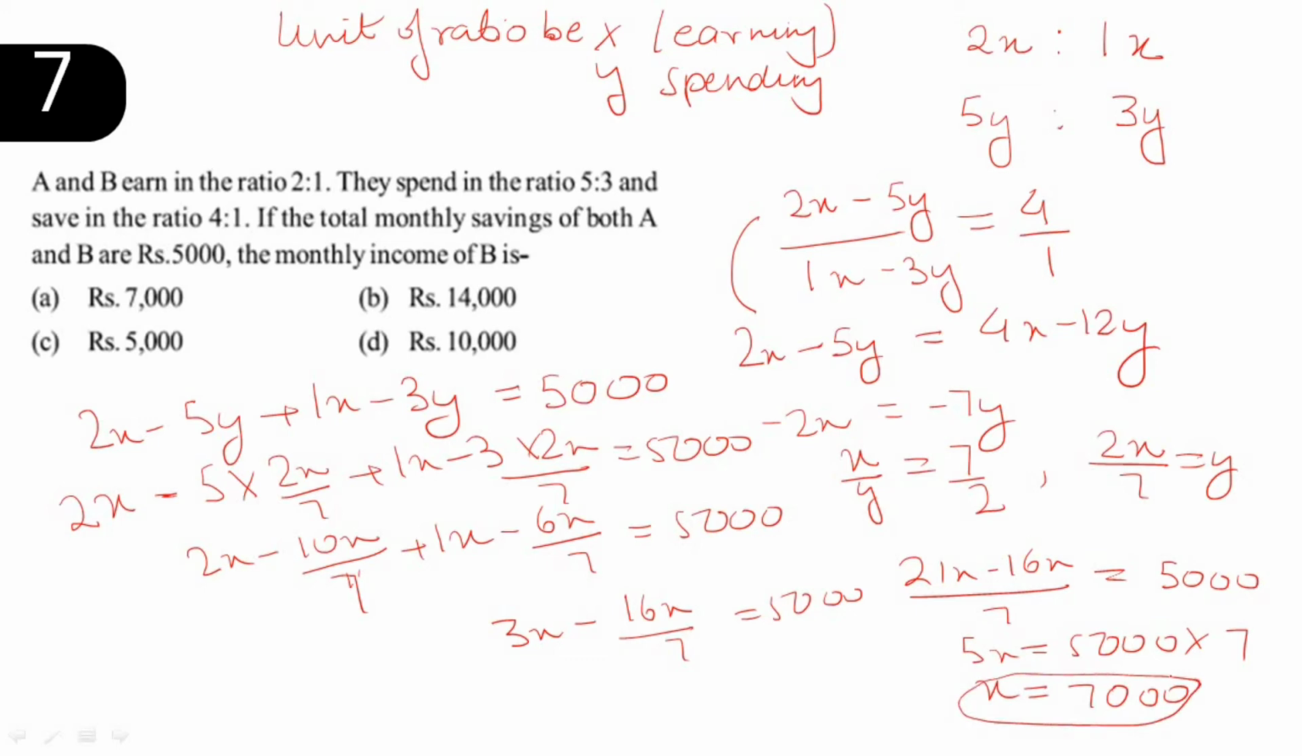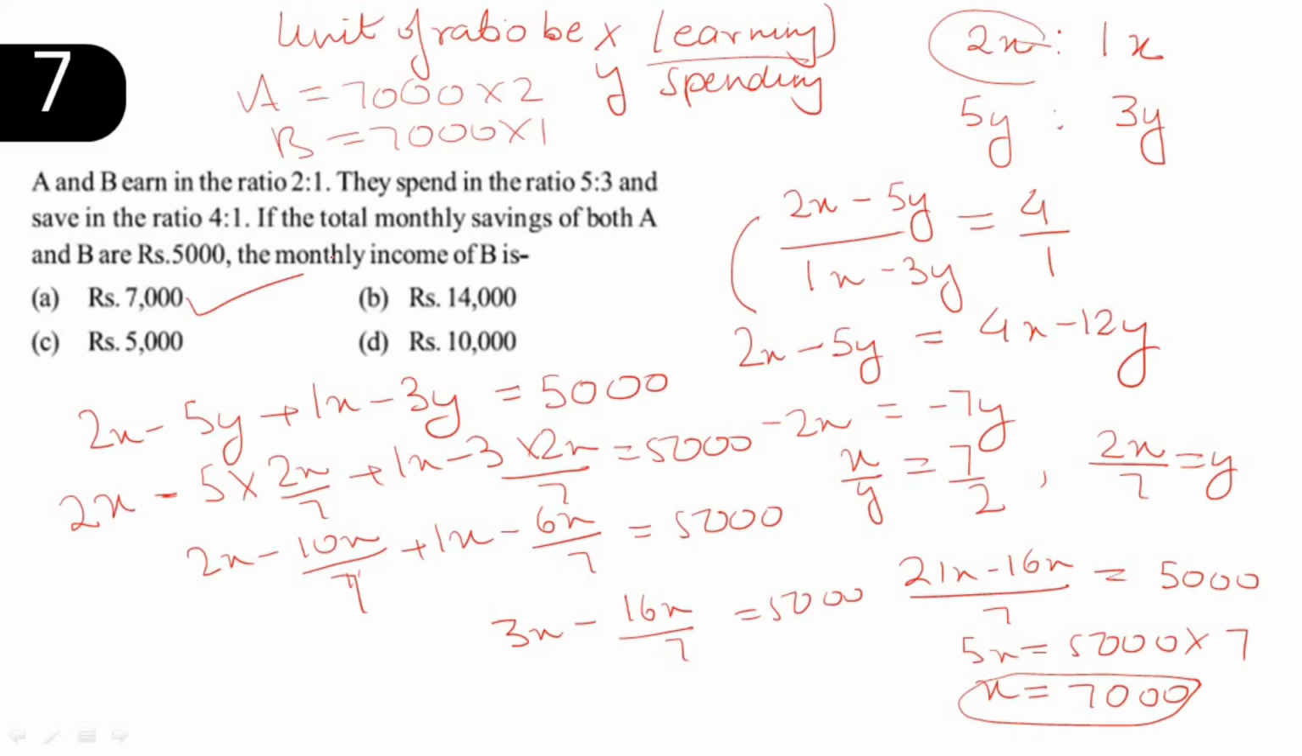X comes here 7000 and the unit of ratio of earning was X. So if X is 7000, then the value of 2x is 14,000 and the value of 1x is 7,000. So A's earning will be 7,000 into 2 and B's earning will be 7,000 into 1. So what is B's earning? 7,000 into 1, that is 7,000.